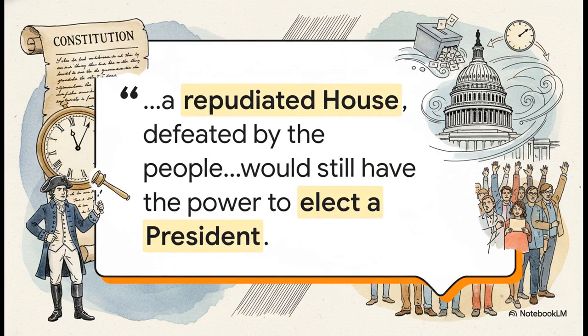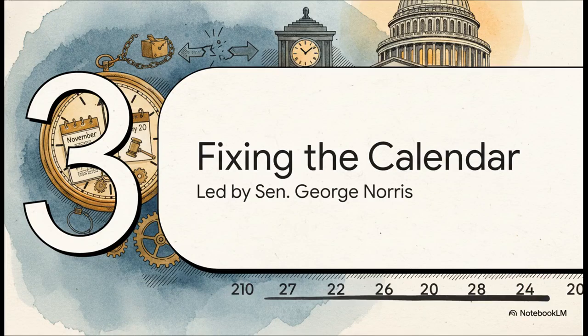And this is where it gets really wild. Imagine if no presidential candidate won a majority in the Electoral College. The vote would go to the House of Representatives, but not the new House people just elected, no. The old, lame duck House, filled with politicians the voters had literally just rejected, would get to choose the next president of the United States. It's crazy.